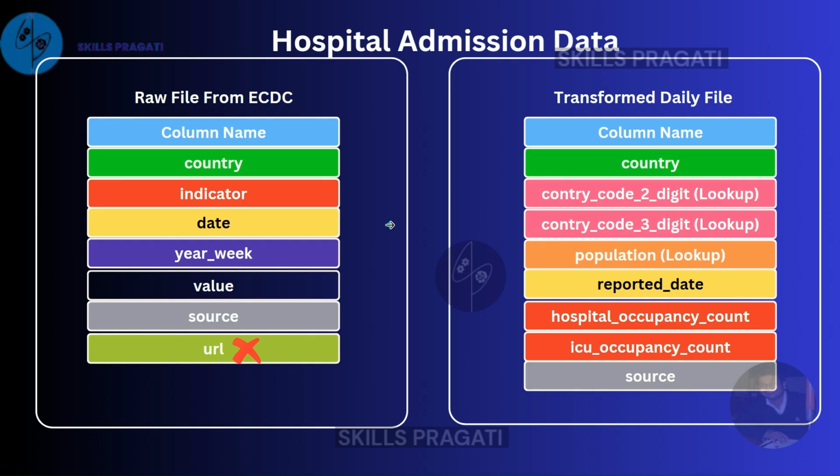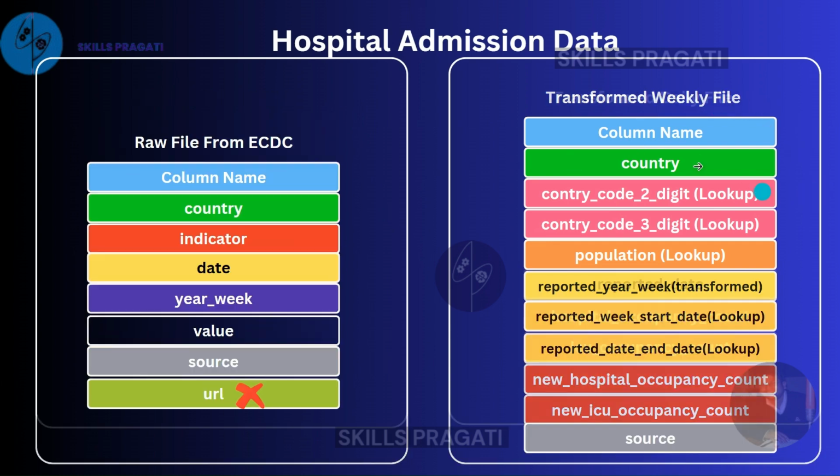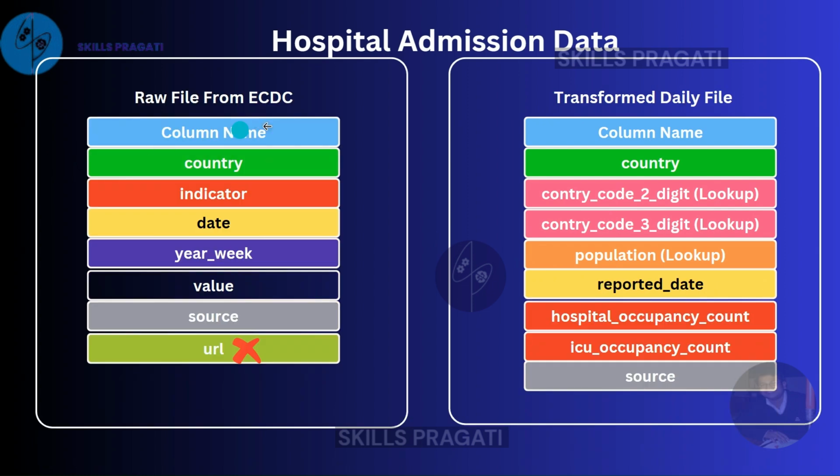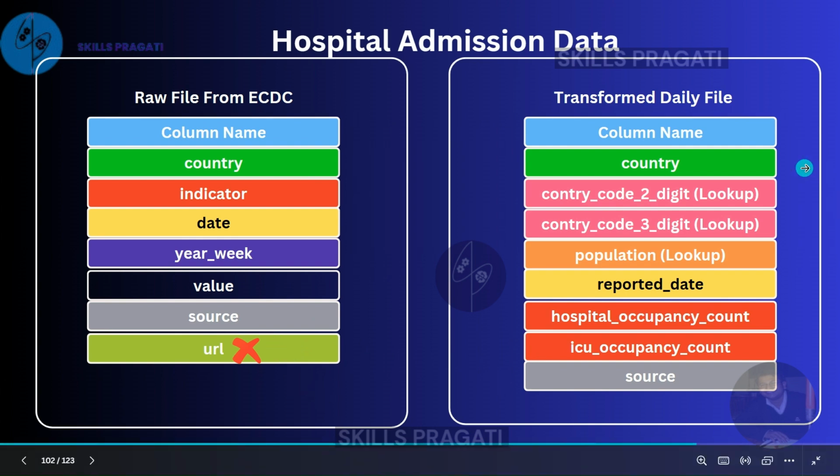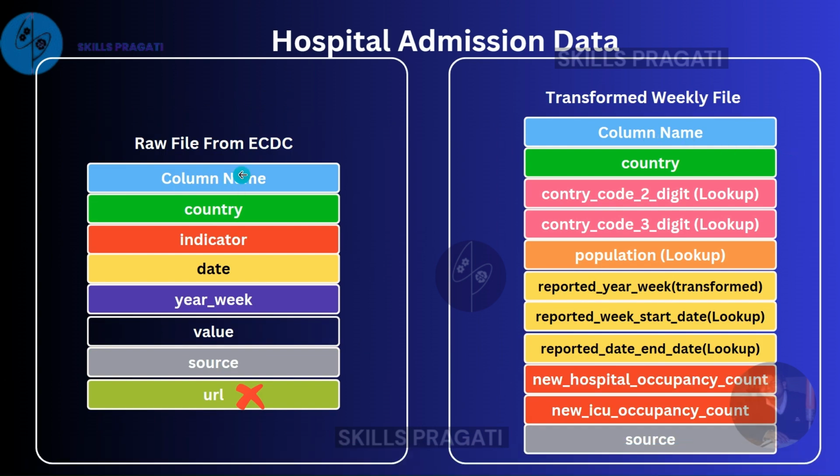Let me now summarize the transformations we discussed so far in our file. So as you can see, we'll take the raw file and create two separate files. One for the daily and one for the weekly counts. And on the daily file, we would map the country to country and we would look up on the country lookup to get the 2-digit, 3-digit country codes as well as the population data. And also we'll take the date and rename that into reported date. And we would take the indicator and the value to derive these two columns, which will be the hospital occupancy count and the ICU occupancy count. And we'll keep the source as it is, and we'll lose the URL from that file. So that's the daily file.